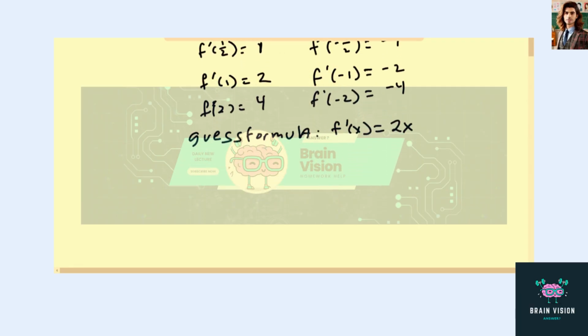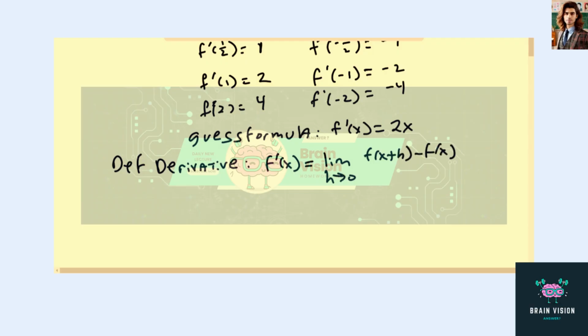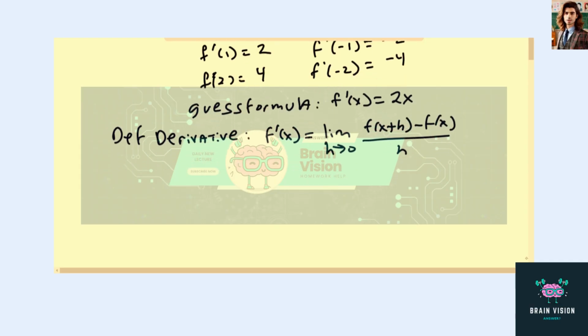Then it says to use the definition of derivative to determine the formula for the derivative. Well, the definition of derivative says the derivative f prime at x is the limit as h goes to 0 of f of x plus h minus f of x all over h. All right, well, let's begin to plug everything in. So this is x plus h.